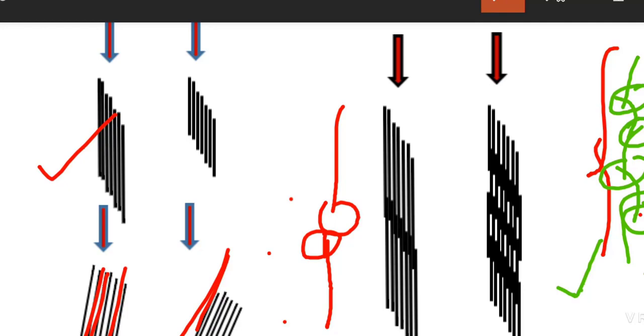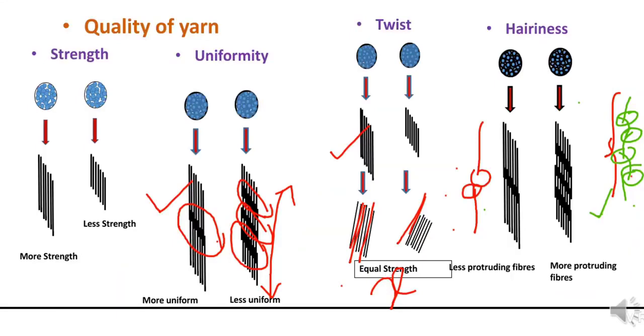Let me repeat all the things again. Length of the fiber decides strength of yarn. If you take longer length fibers for a given count of yarn, then overlapping distance for given length of yarn increases, because of which interfiber friction increases and we get more strength.